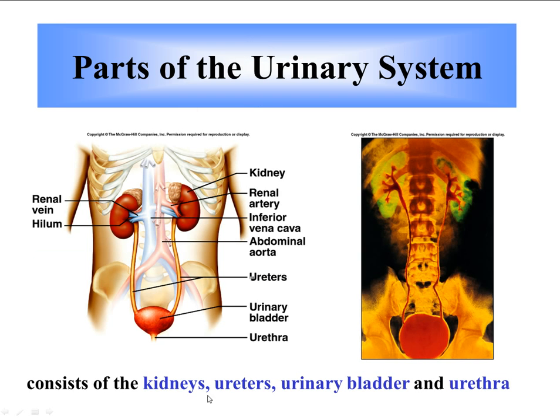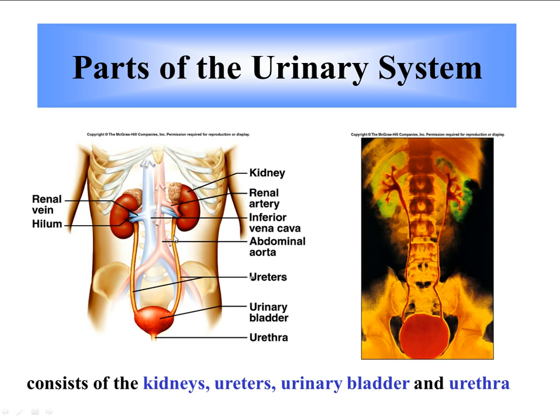The parts of the urinary system consist of the kidneys, two ureters leading down to the urinary bladder, and the urethra.